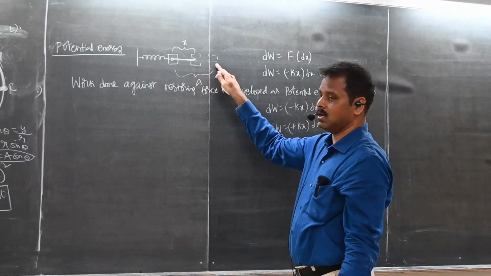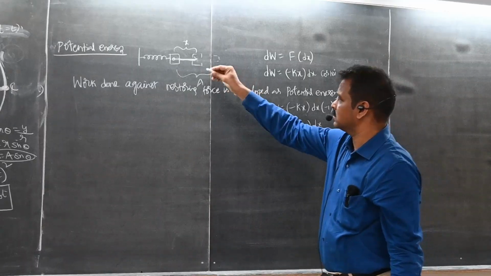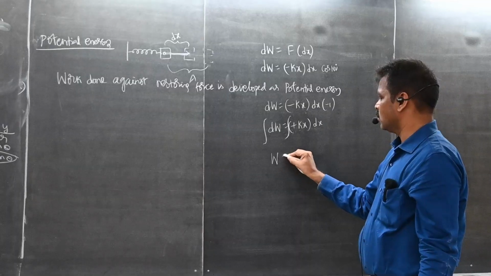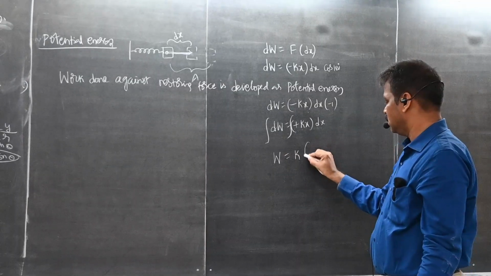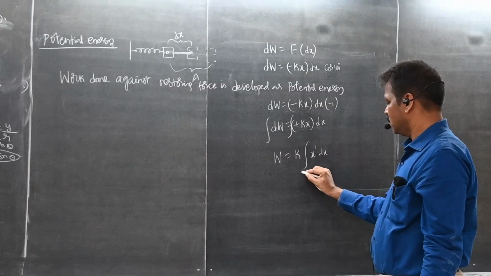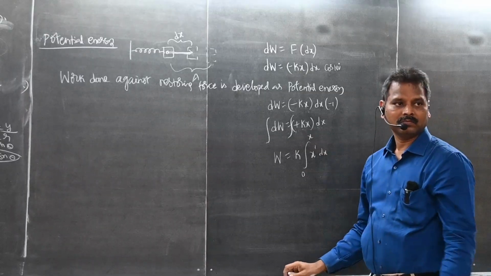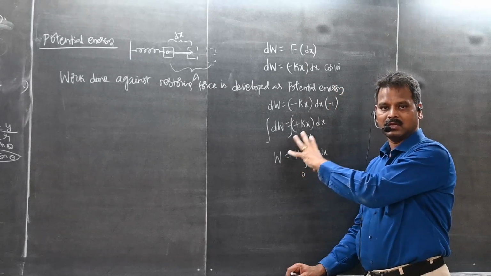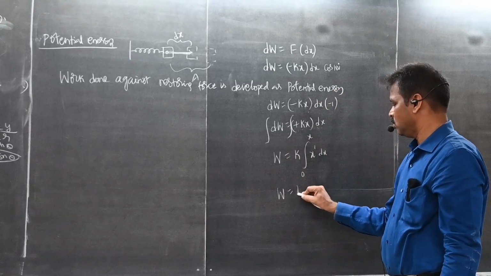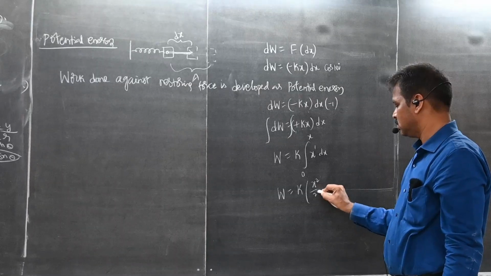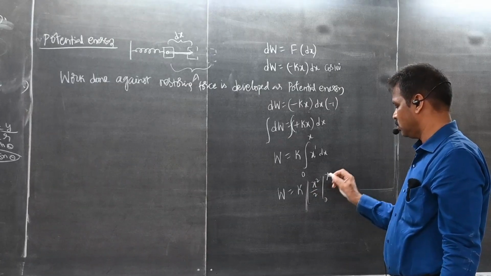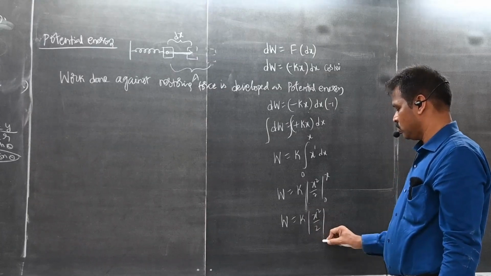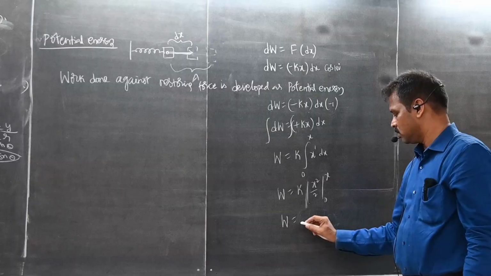How to find the total work done to move it from here to here? Let us say this is small x, dx. By integrating on both sides, what is the total work done? k is a constant. Integral of x to the power 1 dx from 0 to x. Minimum displacement 0, maximum displacement actually a, but I will take it as x. So W is equal to k into x square by 2 from 0 to x. So what is W? kx square by 2, or half k x square.